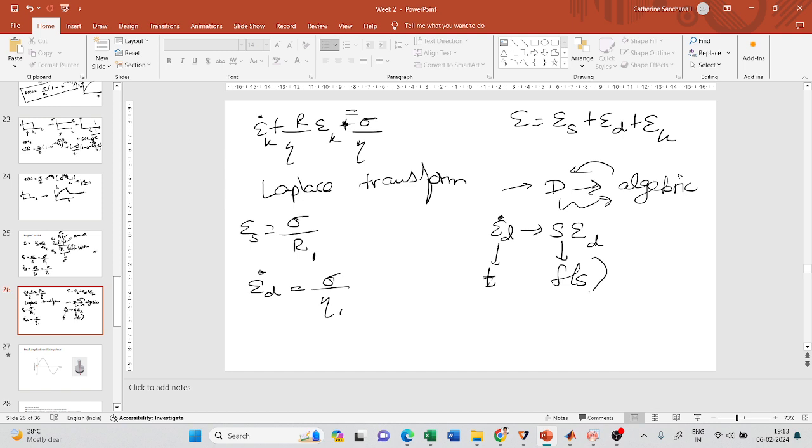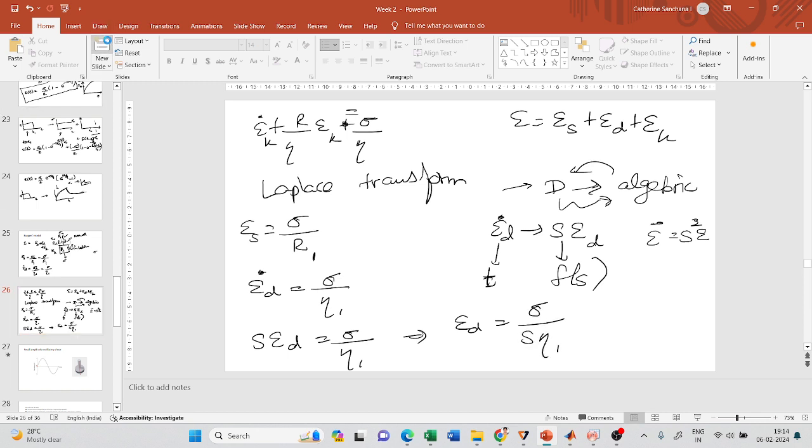Okay, but in order to make things simpler for you, I'm simply going to say that instead of this epsilon dot, this dot is just replaced by s. Okay, if it is double dot, it will be replaced by s square. Okay, s square epsilon. So this is what this Laplace transform does. So this s into epsilon d is going to be sigma by eta 1. So what I need only epsilon d. So I will rewrite it as sigma by s into eta 1.